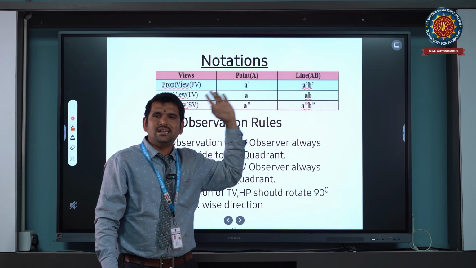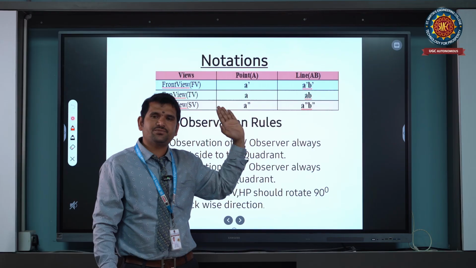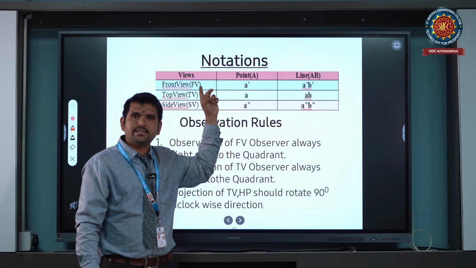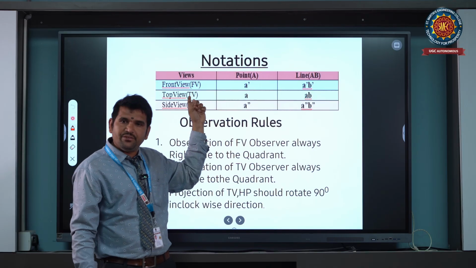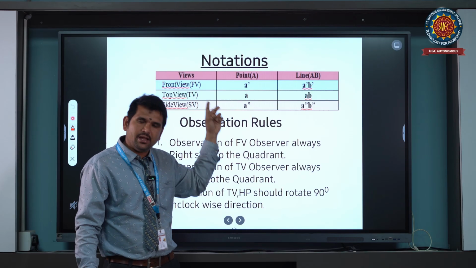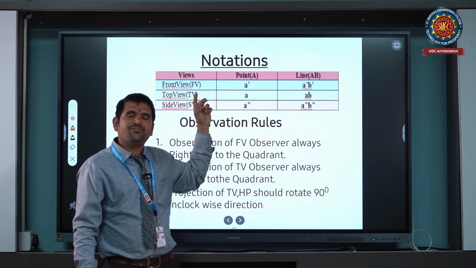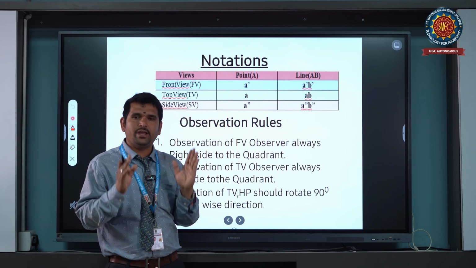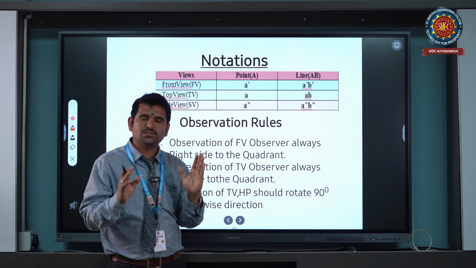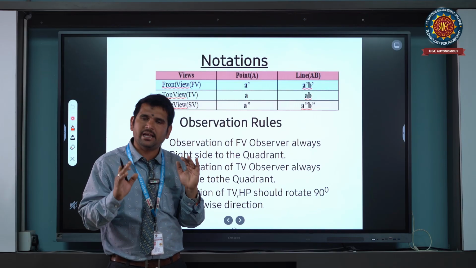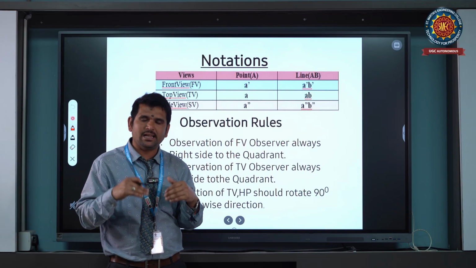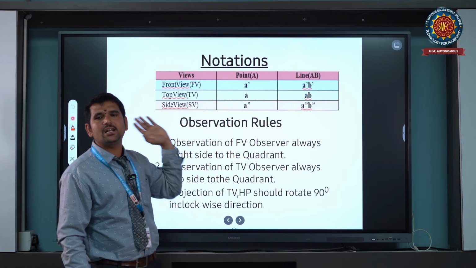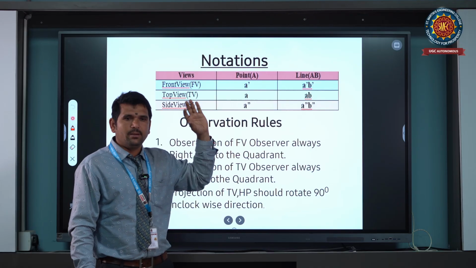So these are the general representations and notations for engineering graphics in orthographic projections. The front view short form is FV, the side view short form is SV, and the top view short form is TV. And we always use small letters for the points, with a dash for the front view, a double dash for the side view, and no dash for the top view. This is the general notation for marking the points.